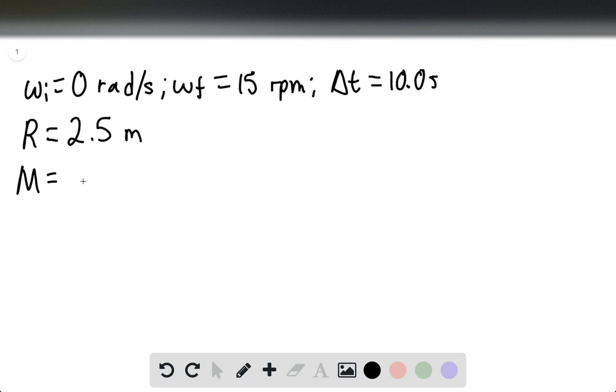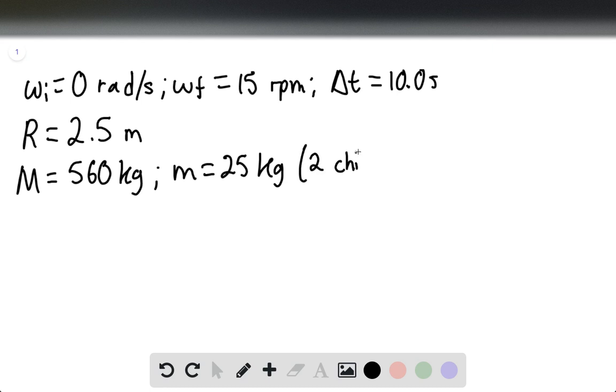The mass of the merry-go-round is going to be 560 kilograms. The mass of a child is going to be 25 kilograms. And again, here there are 2 children.